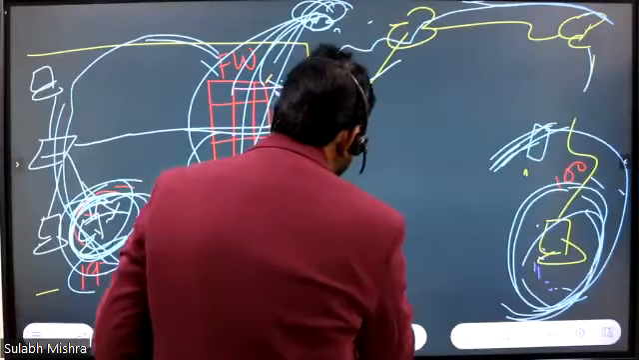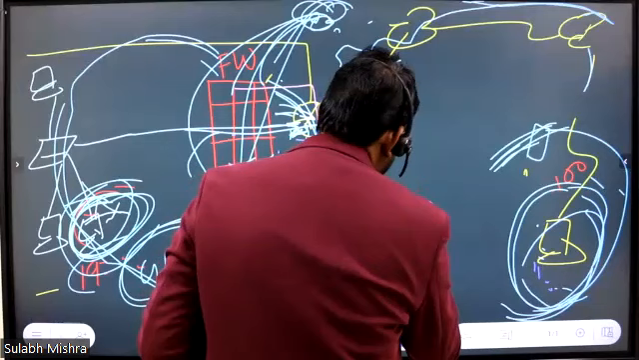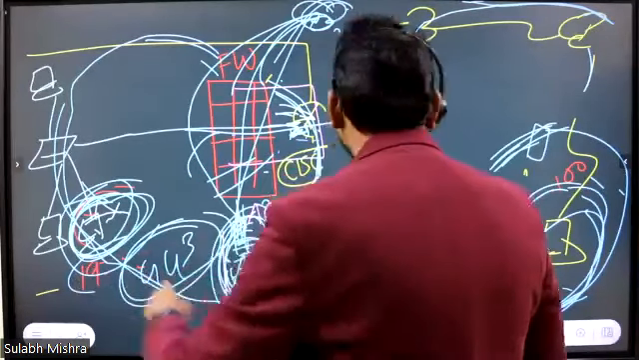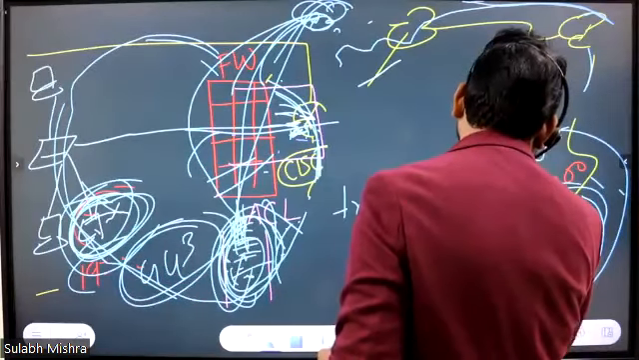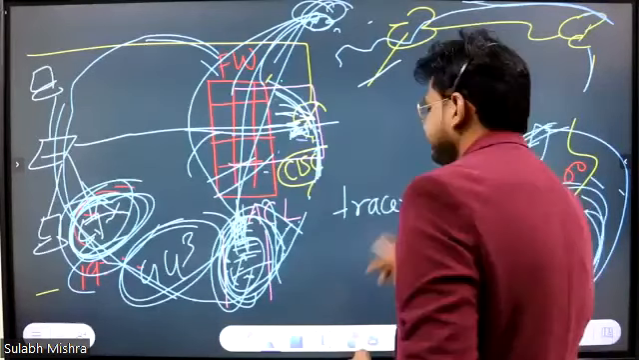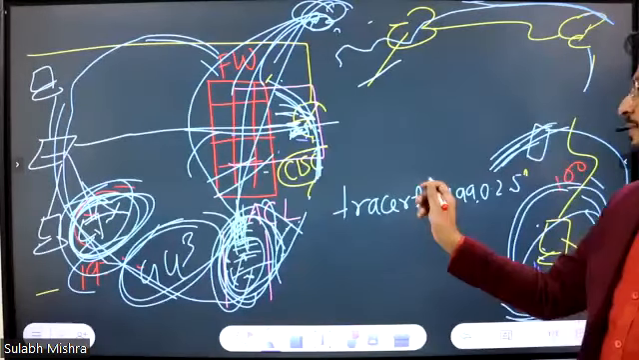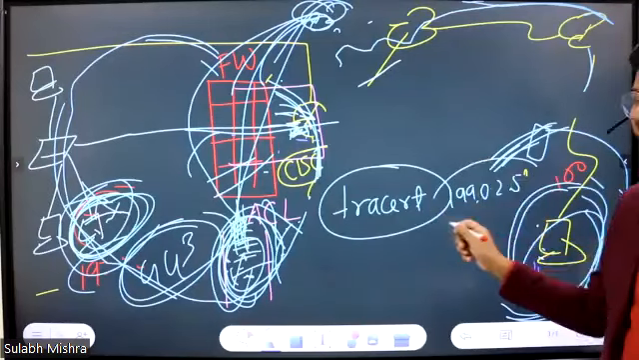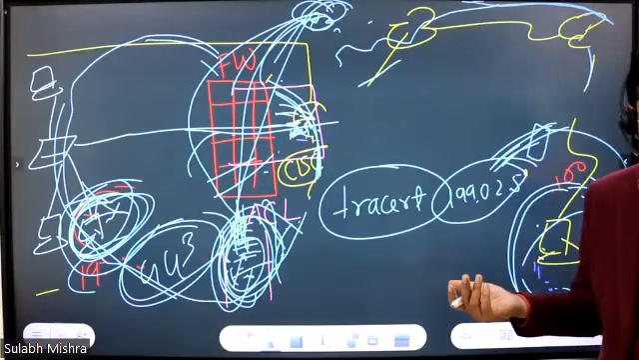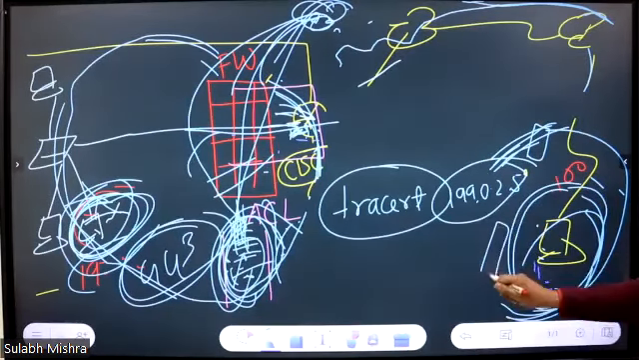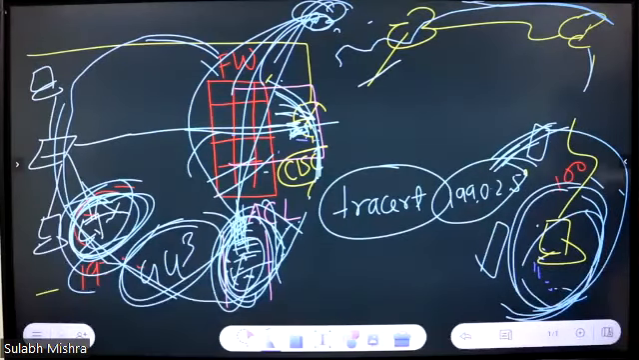and he will type tracert and an IP address, for example, 199.0.2.5. He'll run the command tracert with the IP address. What happens in the backend? It will generate one packet and send it.